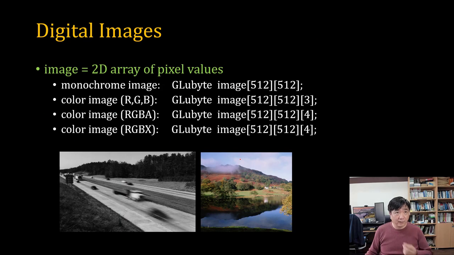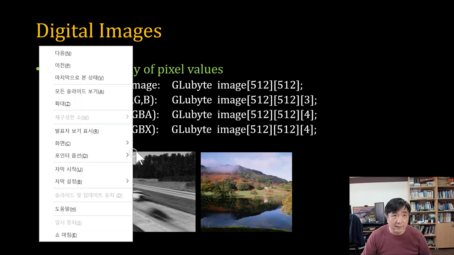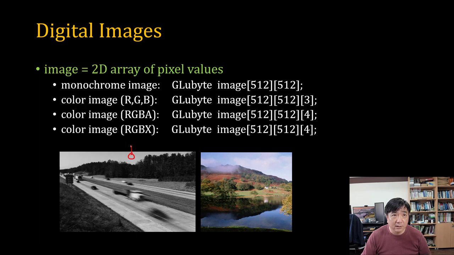And then each pixel can have some kind of components. For example, a monochrome image is like this: one pixel has one luminance value.